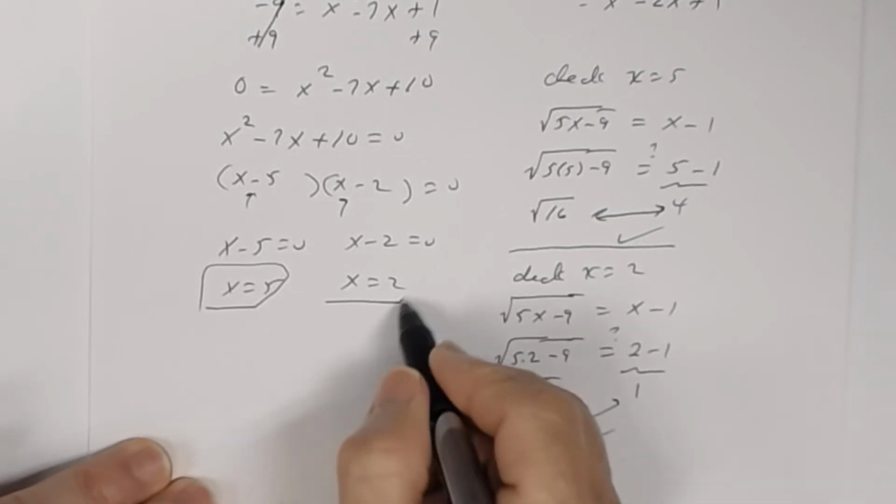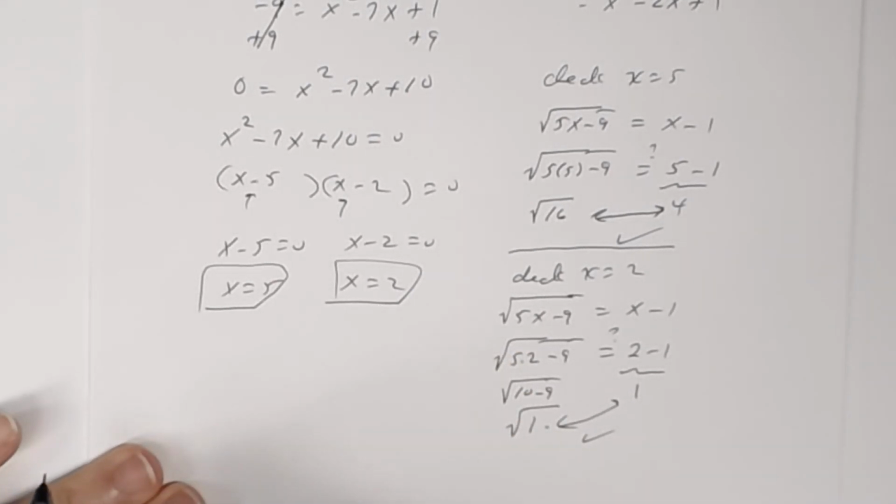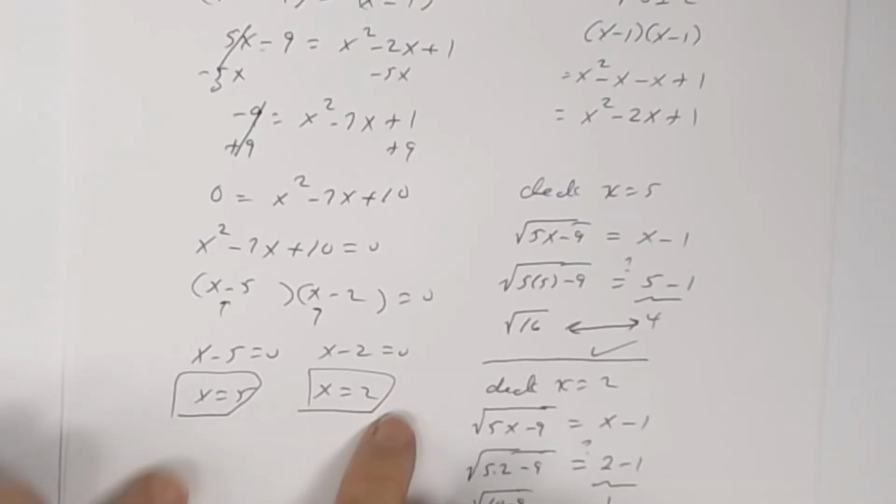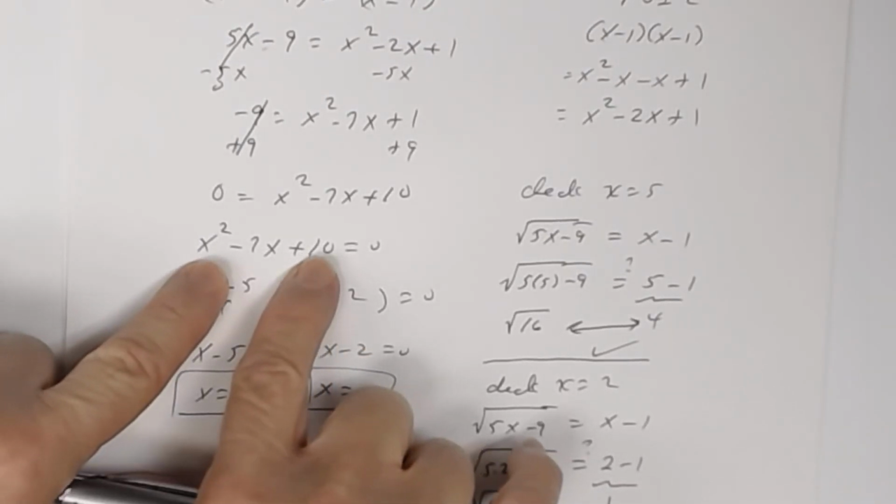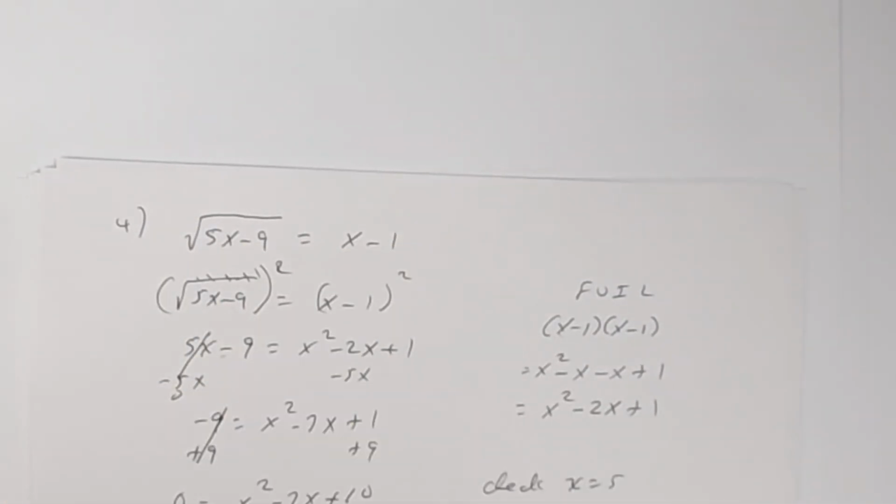So both of those are solutions. I don't have any extraneous solutions here. None of them are false. So both of those are solutions to the quadratic equation, and they are also solutions to the square root equation.